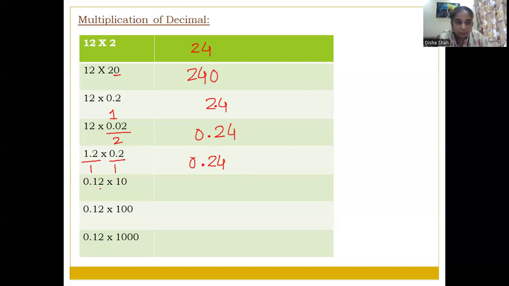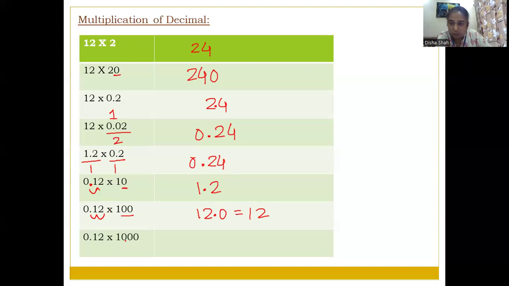Next, 0.12 into 10. जब भी ऐसे केस में आपको क्या करना है, पहले तो 0.12 इंटू, इसमें क्या है, एक जीरो है. सो एक जीरो है तो ये जो डेसिमल है that we need to shift towards right side by 1 place. 1 0. So by one place, we have to shift the decimal. So this will become 1.2. Here there are two zeros. So shift the decimal 2 times towards right hand side. So ये ऐसे shift कर देंगे. So this becomes 12.0. That is equal to 12.